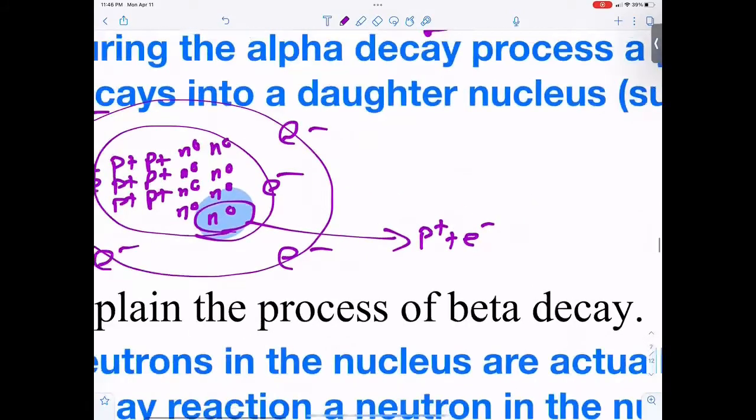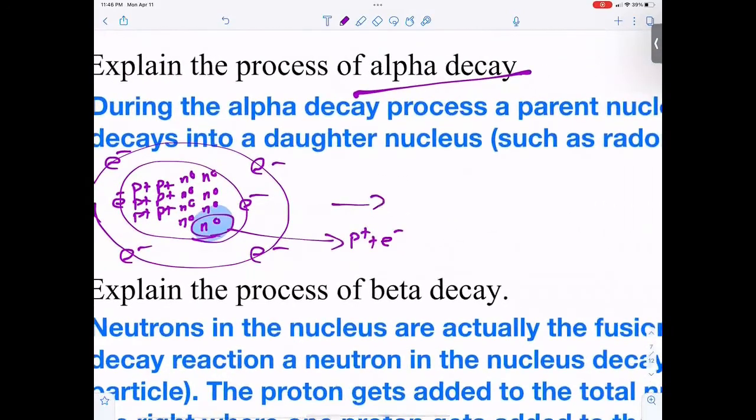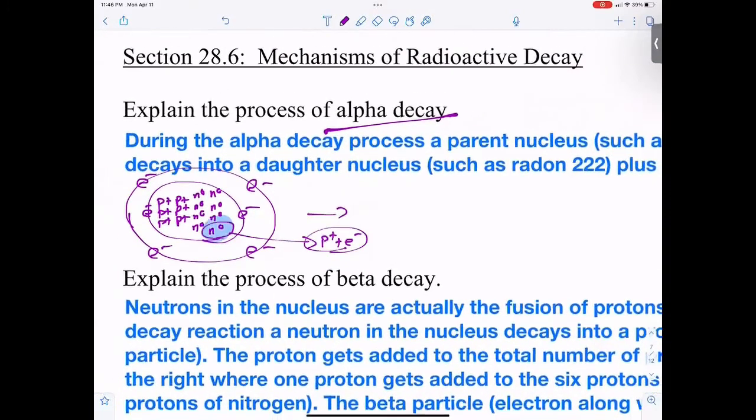And so what happens in this process is a neutron is going to split up. And when a neutron splits up, one of these electrons gets released. That's the beta particle. And this proton is going to get added to the 6 that are here, making 7.